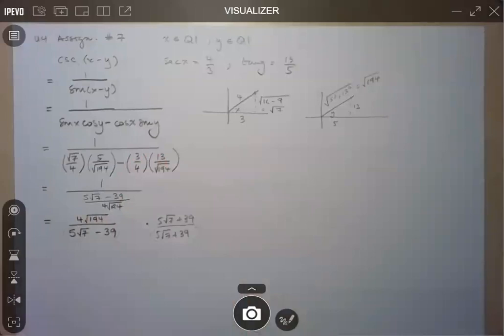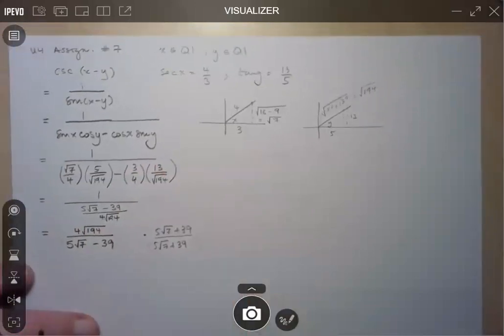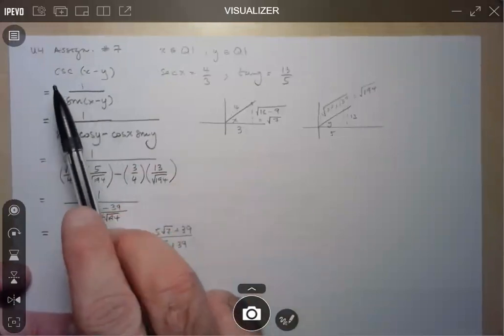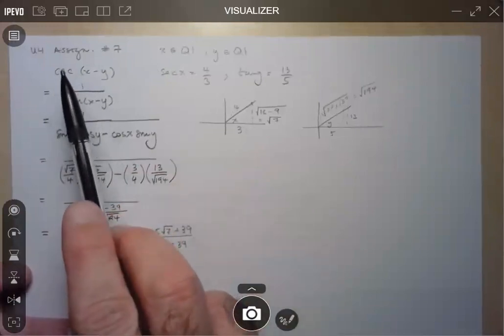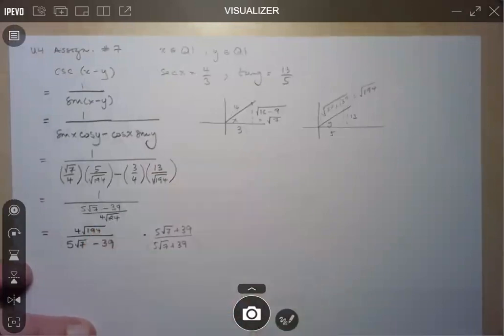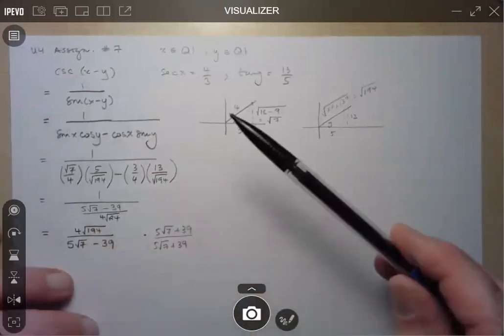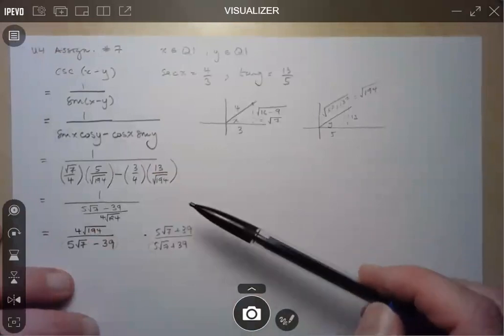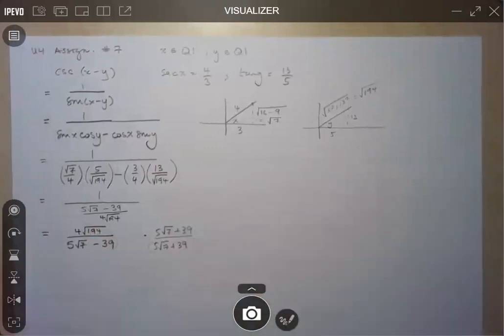Okay, any questions on this here? So really, this is almost identical to something we've seen before. The only difference is it wasn't sine, cosine, or tangent. It was cosecant. So we had to flip that around to get sine of x minus y. But everything else really is exactly the same strategy as we'd seen several times before. All right. Any other questions on this? No? Okay. So let's take a look at 9.